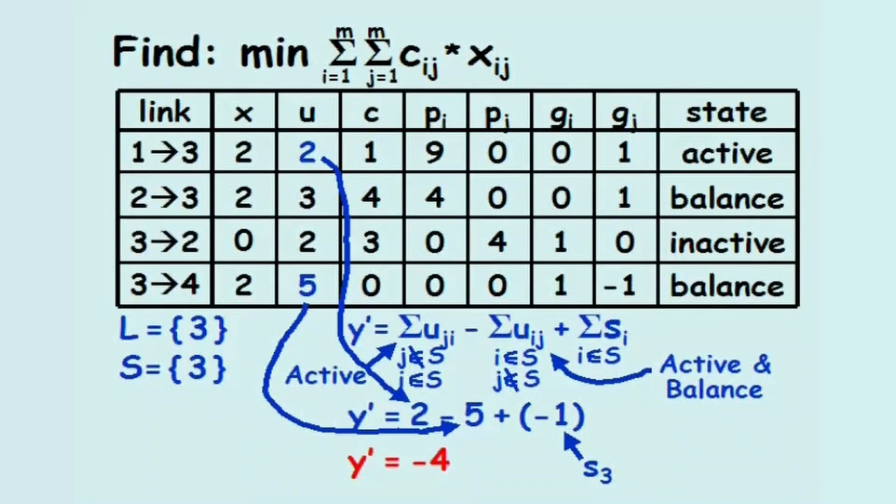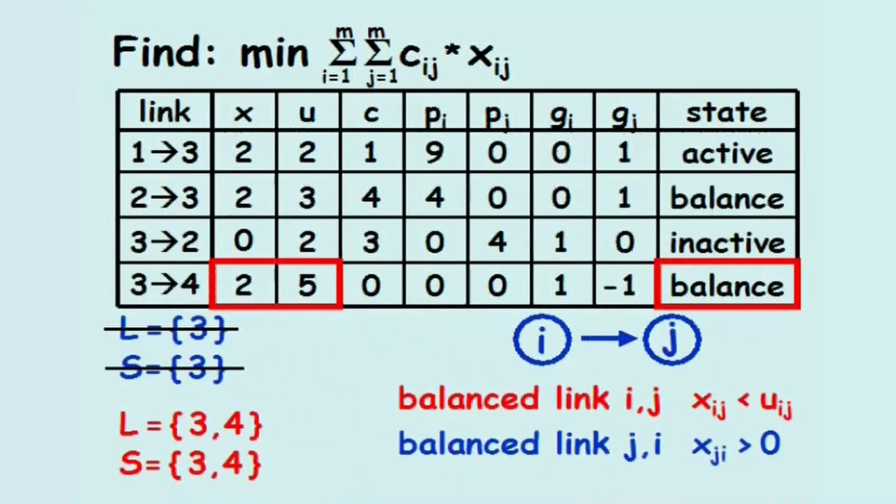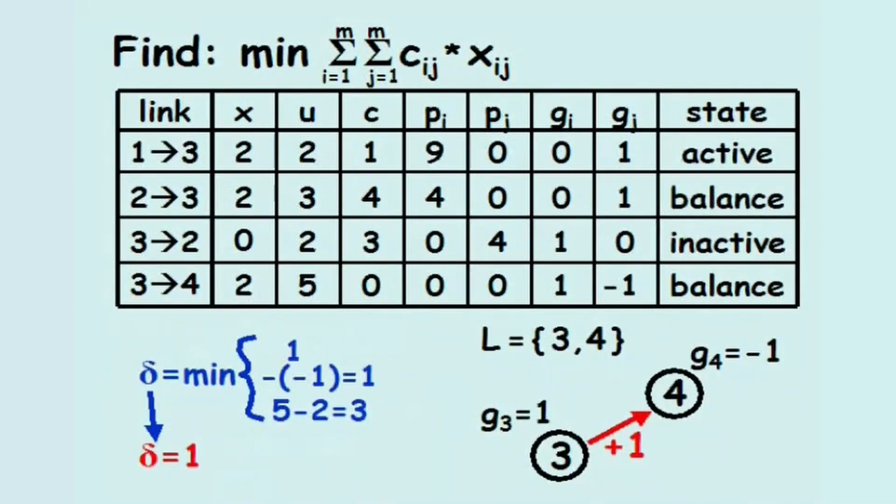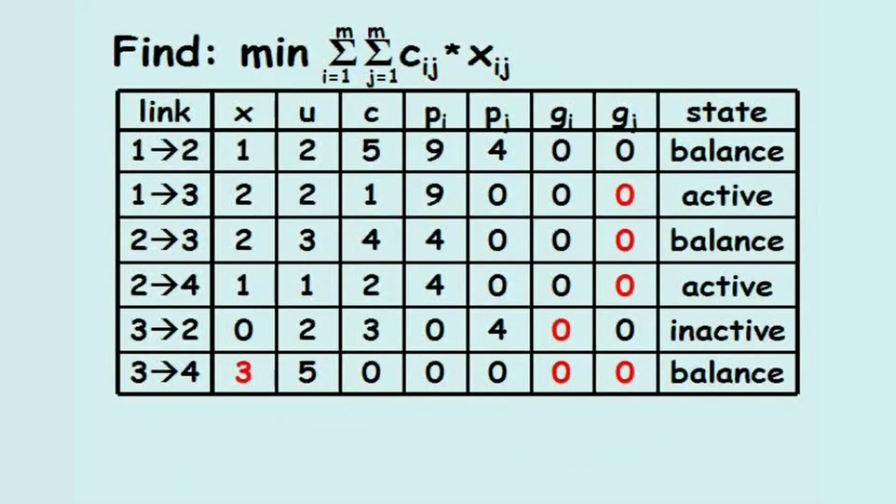Y prime equals -4, so node 4 is added to the label set, since link 3,4 is in balance and the current link flow does not equal the maximum link capacity. The requirements for flow augmentation are met once again. The quantity of flow augmentation is limited to 1 unit by the surplus in both nodes. Updating the data table, all node surplus values equal 0, so complementary slackness is satisfied.